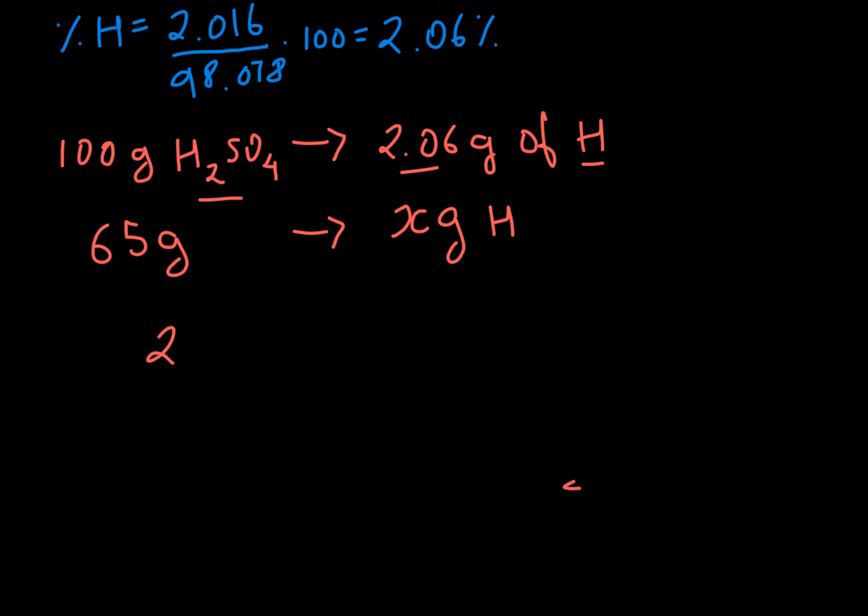Alright, so apparently I forgot to hit record. So this is what I have done. I have set up the proportionality, which is 100 grams give me 2.06. Therefore 65 grams will give me X. And then I set up the proportion as fractions, and then I cross multiply and divide to find the value of X. And this X will be the final answer to our problem. So go ahead and pause the video and see what you get.